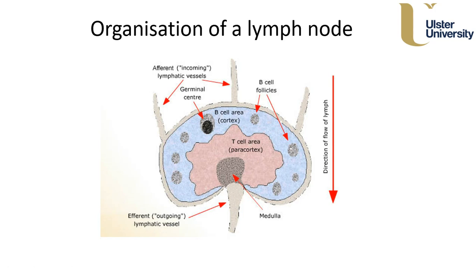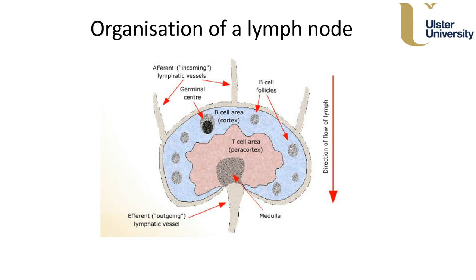So within the lymph node we have a germinal center, which we also know as the cortex. And this is where the B cells reside. We also have the medulla, and you'll find plenty of macrophages in there. The remaining space is called the paracortex, and that's where you'll find the T cells.